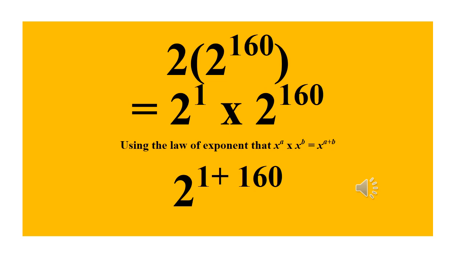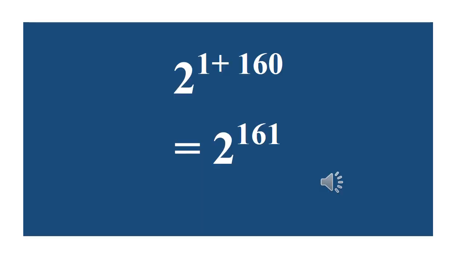Since they have the same base, we pick one of the bases, that's 2. Then the times changes to addition. So we have 2 raised to power 1 plus 160. So 1 plus 160, the power there is 161. So we now have 2 raised to power 161. So that's the answer for the first question here.